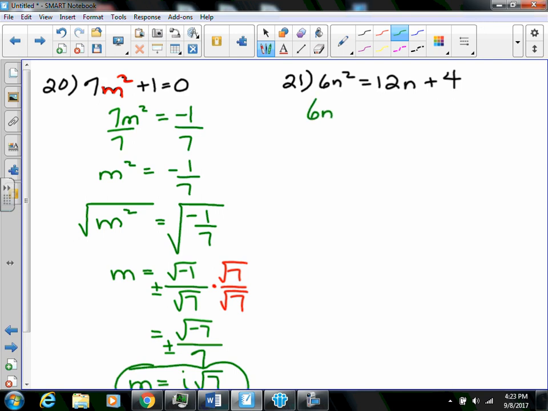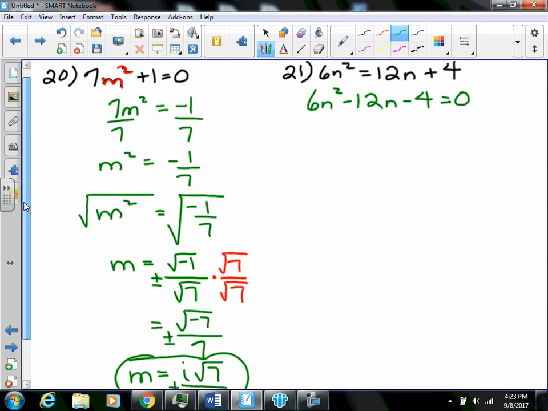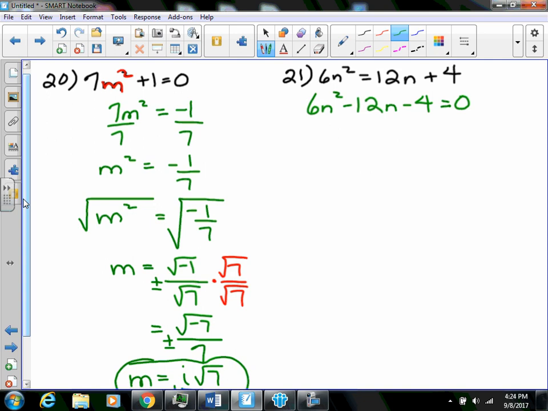So 6n squared minus 12n minus 4 is equal to 0. Now, there is a greatest common factor here that you can factor out. So I could factor out a 2, and then I'm thinking, well, might I be able to complete the square on this one? Yeah, I probably could. The only problem with completing the square is that it's going to give me some ugly fractions that I don't want to work with. So I'm not going to do that. In this case, I'm going to opt to use the quadratic formula. Now, you could factor out your greatest common factor and still do the quadratic formula. That's going to work just fine.